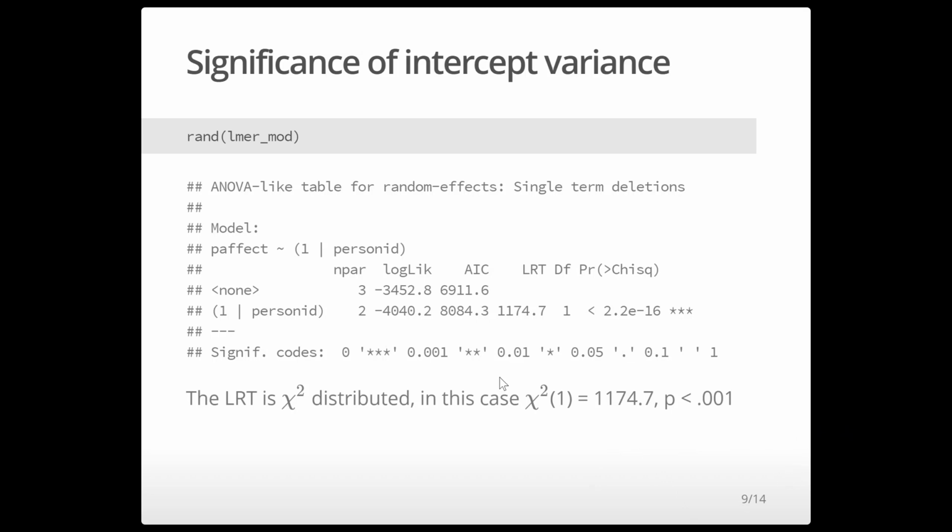So in this case, we would say that our likelihood ratio test, which is here, is chi-square with degrees of freedom 1, is this value, which is really big. So this is telling us that our variance is significantly different from 0.